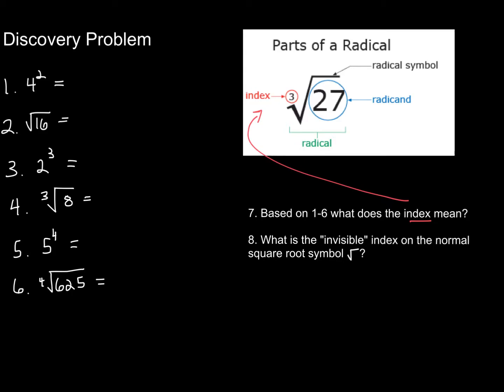Okay, so here are the parts of a radical expression. This whole thing is a radical expression. This is the index. This is called the radicand. And this symbol here is the radical symbol. So what you're going to go through is 1 through 6. Go ahead and put the equivalent statement here to the right, and then use these to answer questions 7 and 8. And then we'll go ahead and take a look at it together.